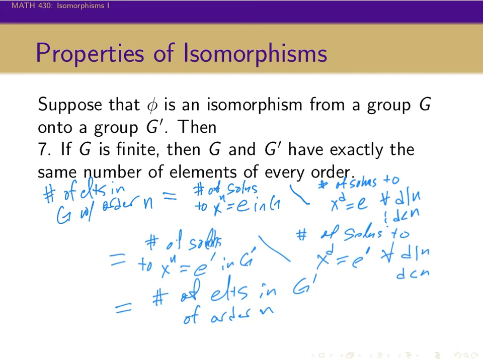And so this is a rough set counting argument. I didn't write them properly as sets, partially because of space, but I think the idea is there, right? If you want to count the number of elements in G with order n, well, then that's the number of solutions to x to the n equals the identity in G, but then you have to subtract off if the order was actually smaller than n. The only way the order could be smaller than n is if the order divided n, and so we have to take off the number of solutions of x to the d equals the identity for any d that divides n and is strictly less than n. And then that argument goes through the same way to count the number of elements in G prime of order n.